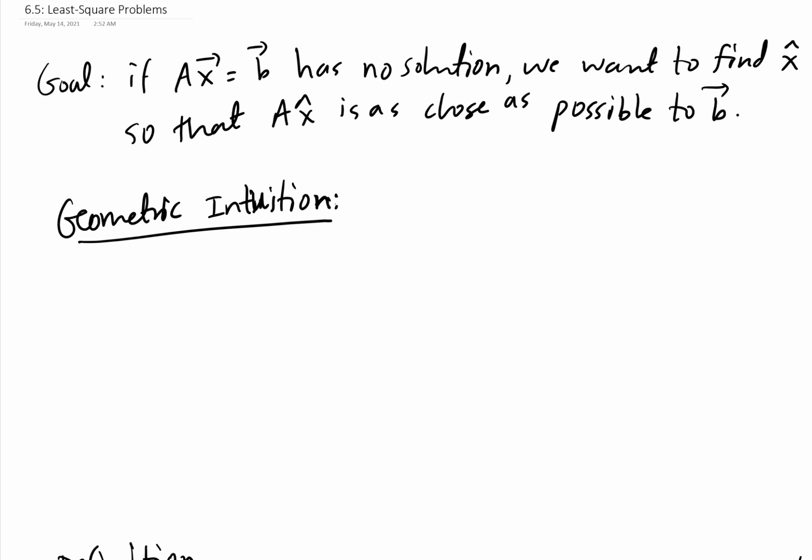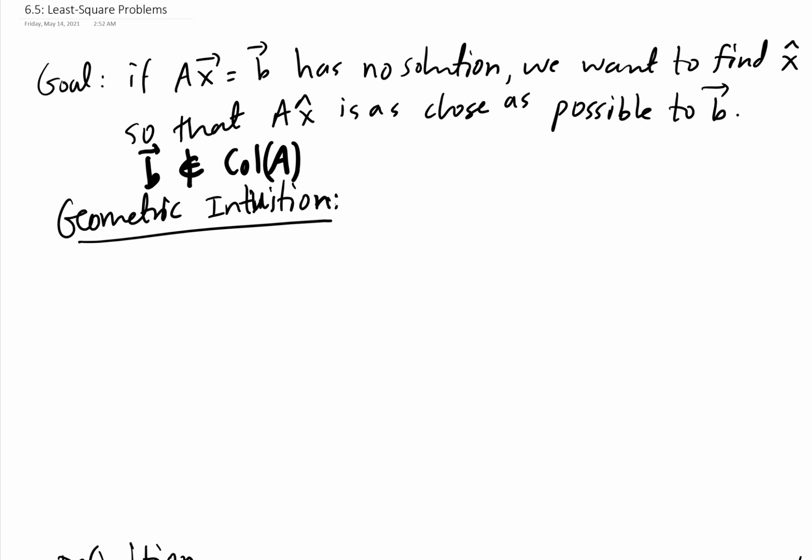Instead of leaving this equation Ax equals b as having no solution, we want to do an estimation. We want to find what we call x hat, so that Ax hat is as close as possible to vector b. Okay, as close as possible to vector b. And this is true since b is not in the column space of A.